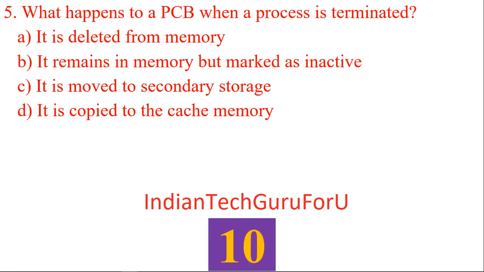5. What happens to a PCB when a process is terminated? A. It is deleted from memory. B. It remains in memory but marked as inactive. C. It is moved to secondary storage. D. It is copied to the cache memory. Your time starts now.